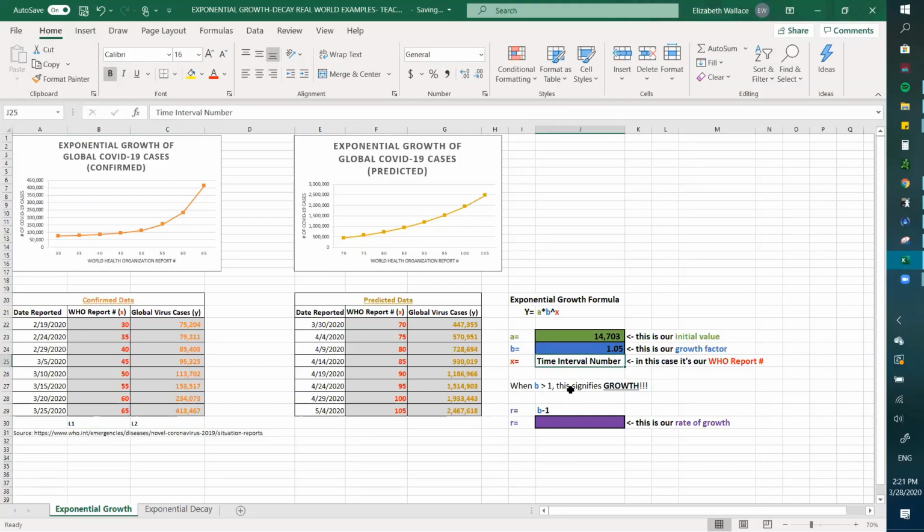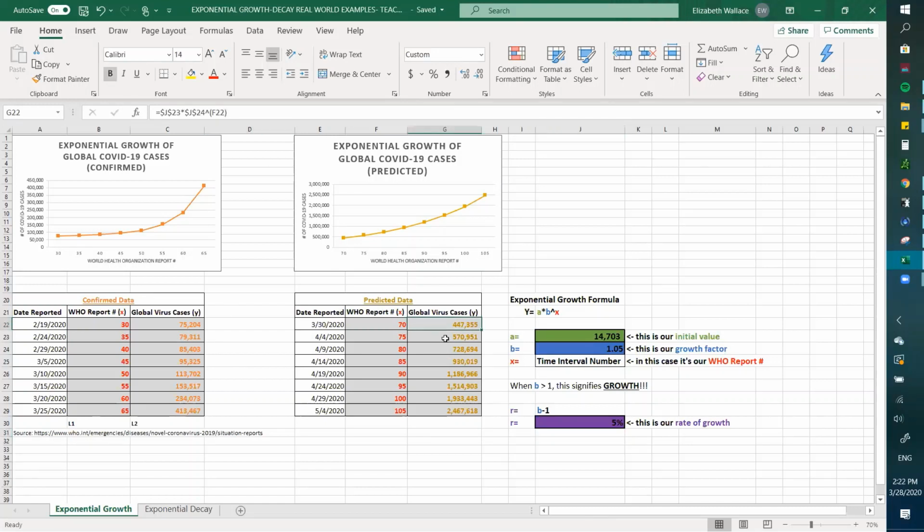So now we can also take this data and determine our rate of growth. How do we do this? Well, we're just going to take this number here, B, and subtract it by 1. And that tells us that the amount of global coronavirus cases around the world is growing by 5%. So based upon what we populated here, this is just a rough estimate.